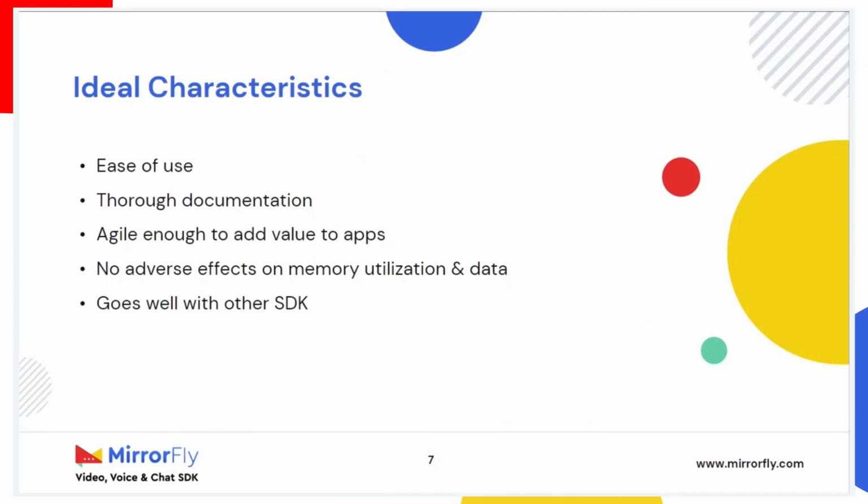That is, it should have enough functionalities to add value to the apps. Of course, an SDK should be lightweight with no adverse effects on memory utilization, CPU utilization, and data. And a good SDK should go well with other SDKs like payment gateways, appointment schedulers, chatbots. So whichever third-party SDKs you use, this SDK should go well with those. So you don't need to reinvent the wheel because it is already built in.